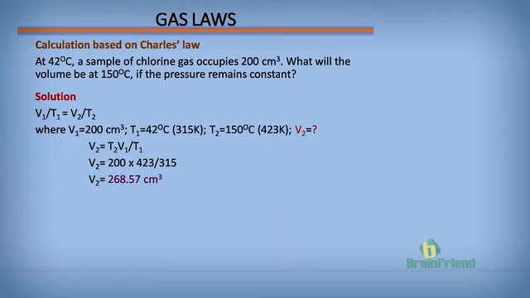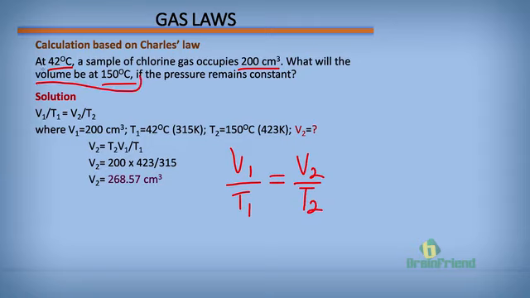Now let us see a calculation based on this law, Charles' law. At 42 degrees Celsius, a sample of chlorine gas occupies 200 cm³. What would be the volume at 150 degrees Celsius if the pressure remained constant? All right, so with our formula, V1 over T1 equals V2 over T2. So we are looking for what? The final volume. We say what would be the volume at this temperature, 150 degrees Celsius.